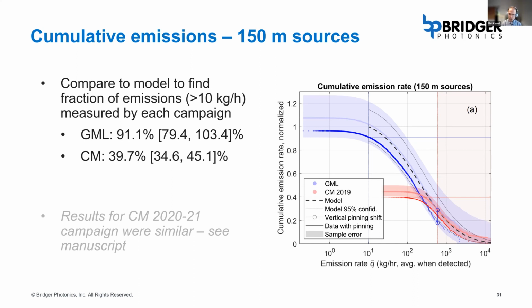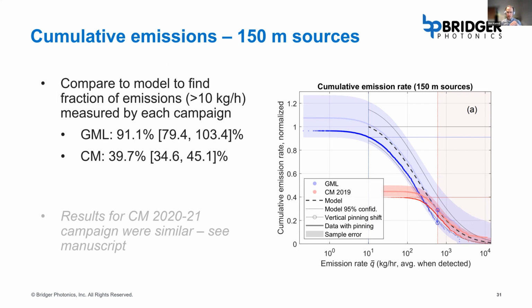Now, what I'd like to do here is read off some of the total values in order to compare how these two campaigns did and what that means about the total emissions that are out there. So we'll be reading cumulative emissions at this 10 kilograms per hour threshold, which is indicated on the plot. And we'll be reading those values as shown by the horizontal lines here. The reason we read at 10 kilograms per hour is because that's the full detection limit of GML. And so that's the range through which the model should be valid.